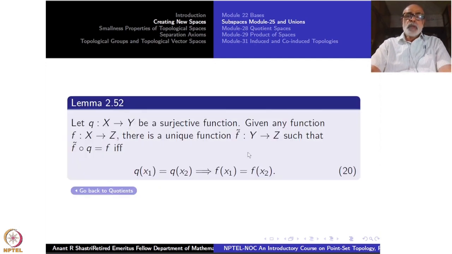One simple function-theoretic property of surjective functions or equivalence relations is the following. Start with any surjective function q from X to Y. Given any function f from X to Z, there will be a function f tilde from Y to Z such that f tilde followed by q is equal to f. If this happens, it will happen that q(x1) equal to q(x2) would imply f(x1) equal to f(x2). Not only that, only if this condition holds will there be such a function f tilde.